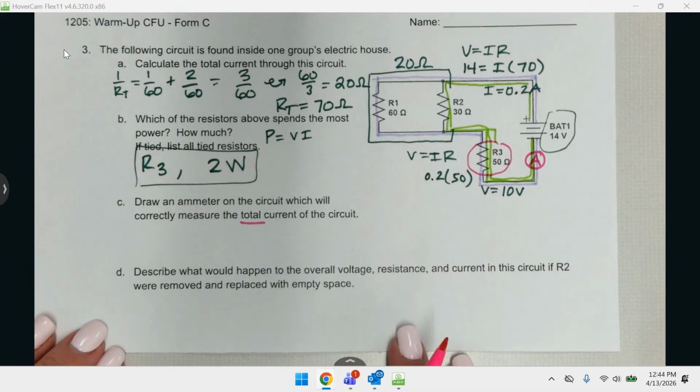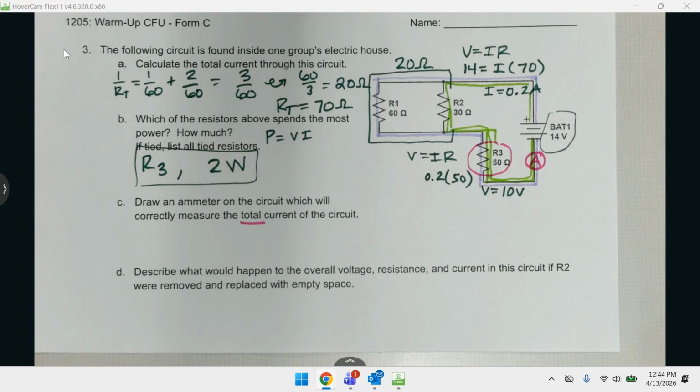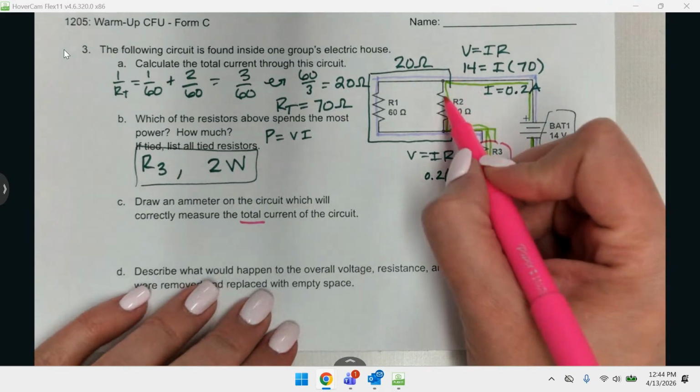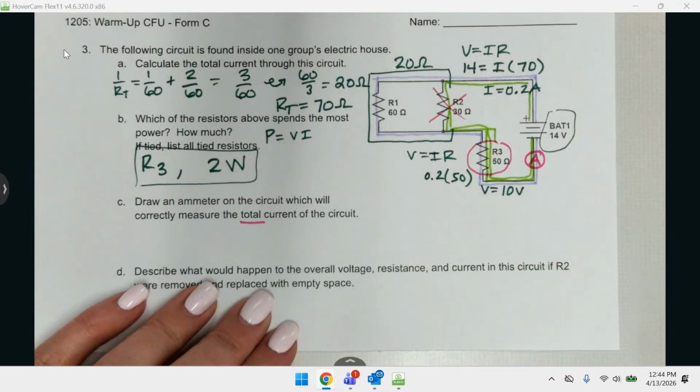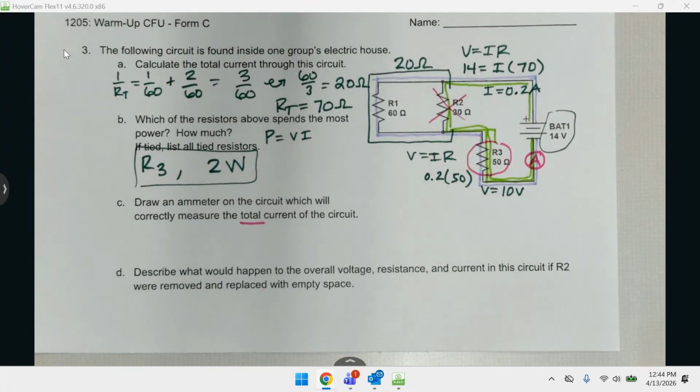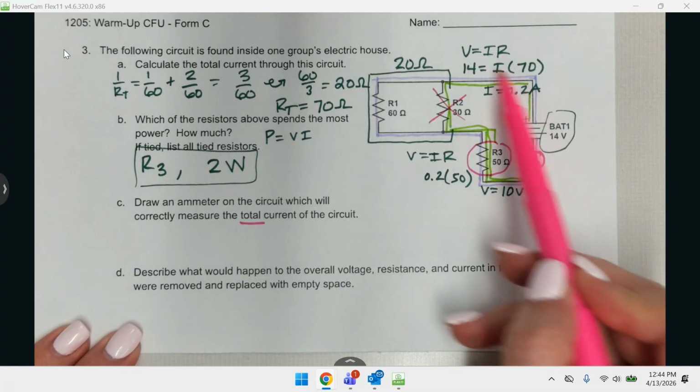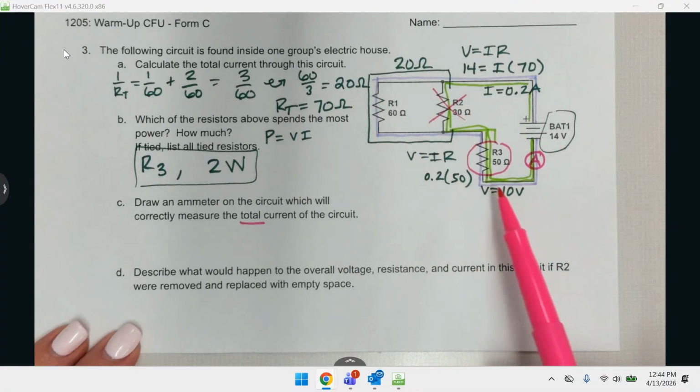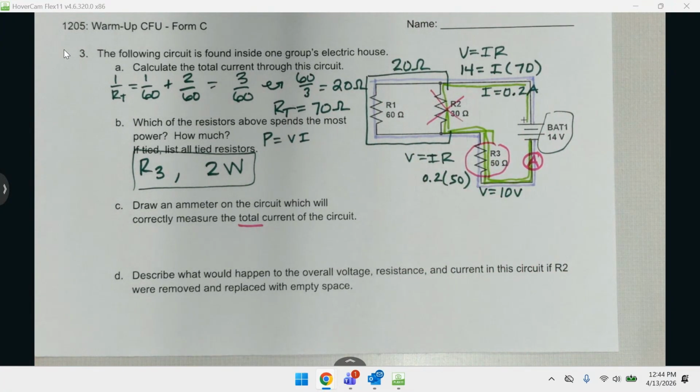Lastly, we have Part D. Part D says describe what would happen to the overall voltage, resistance, and current in this circuit if R2 were removed and replaced with empty space. So basically, hey, what happens if we get rid of this resistor? Well, if we get rid of that resistor, then now we only have the purple loop, which means R1 and R3 are now in series with one another.